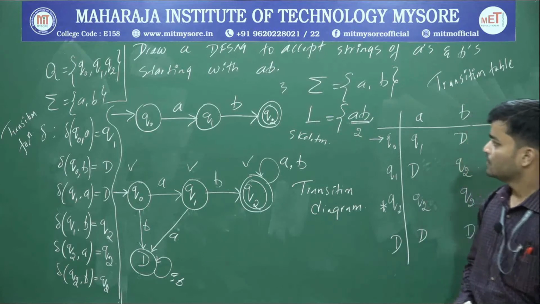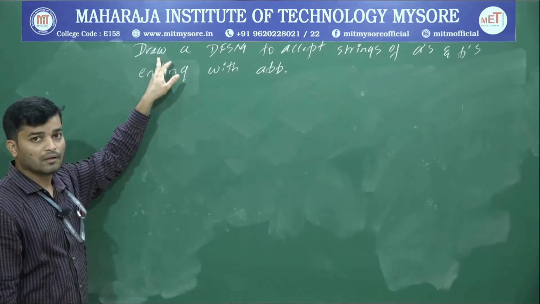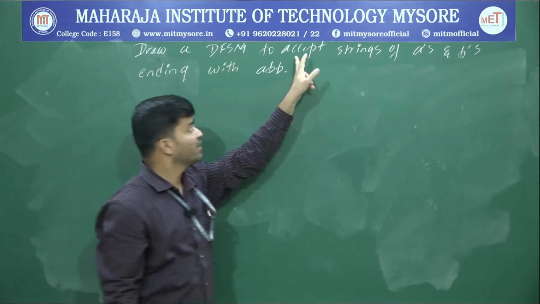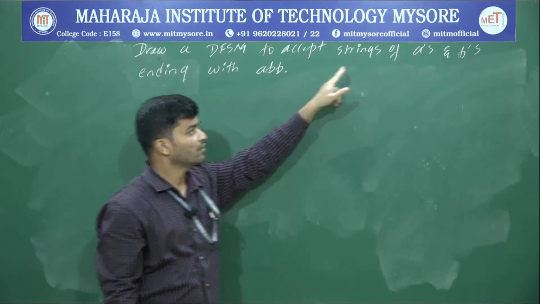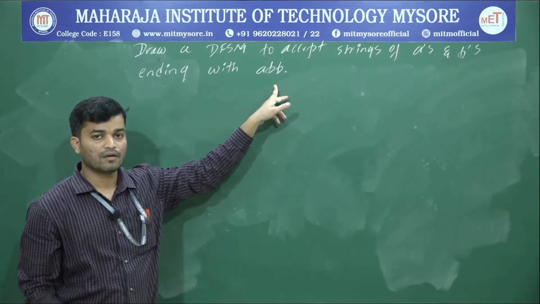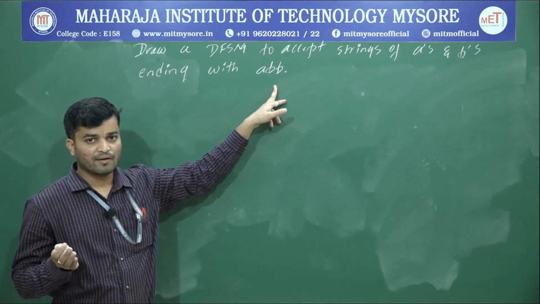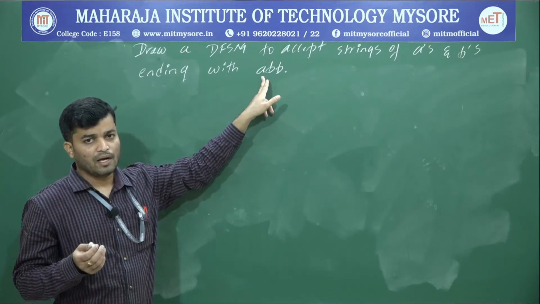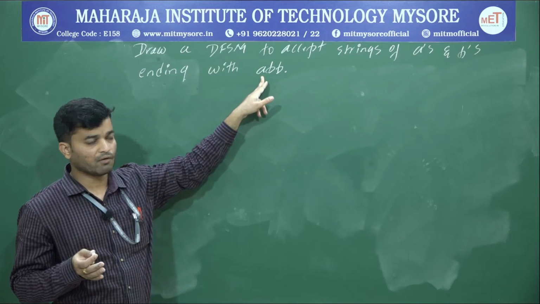So next I'll continue with the next problem. Draw a DFSM to accept strings of A's and B's ending with ABB. So you can take any string that is formed with the symbols A as well as B, and that should end with ABB. That is our requirement.